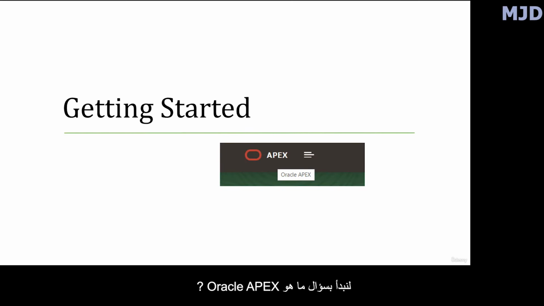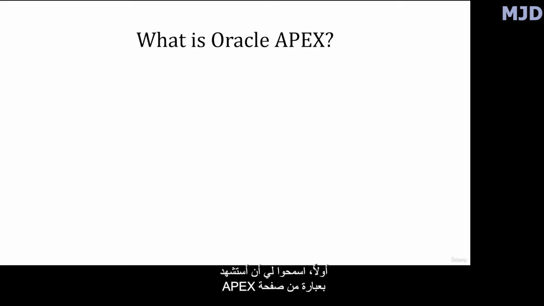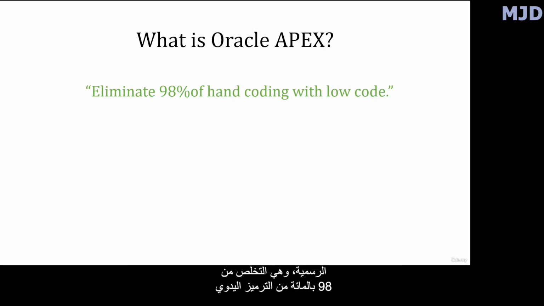Let's start with a question on what is Oracle Apex. First, let me cite a phrase from the official Apex page, that is, eliminate 98% of hand coding with low code. Now this is a nice statement, but what does it mean? The most important part in the statement is the low code. Well, low code is about being more agile, developing solutions faster for less cost and with greater consistency.